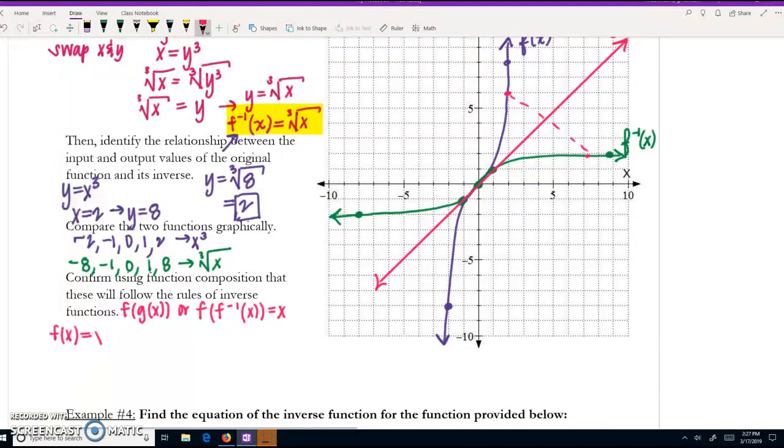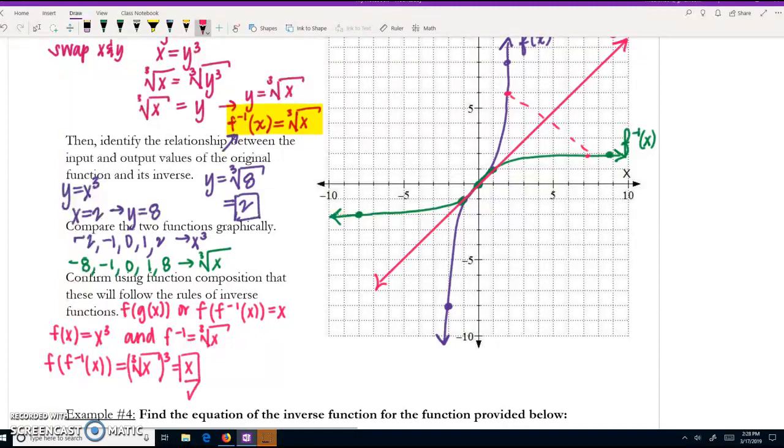We have f of x equals x cubed, that was our original function. And then we have our inverse was the cubic root of x. So if we take the function and evaluate it at its inverse of x, what that means is we're going to take the cubic root of x and substitute it in for this x here in our original function. So it'll end up being cubed.